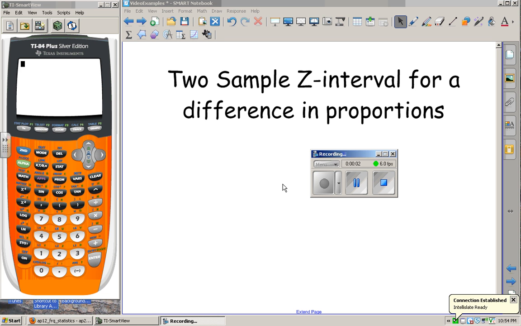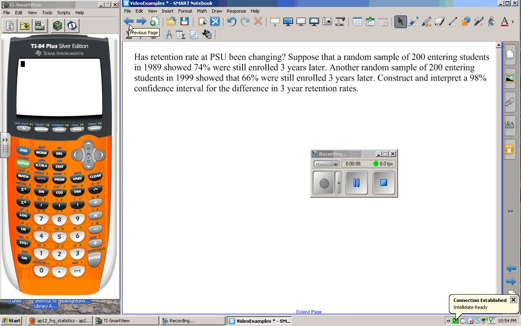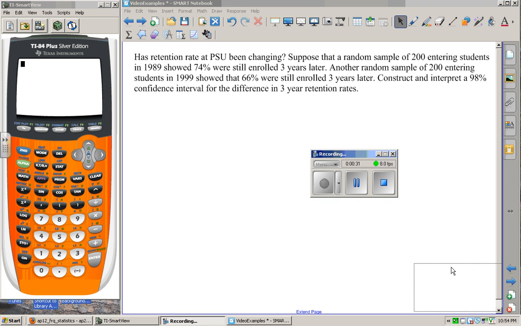Hello everyone, I'm going to take you through an example on how to do a two-sample z-interval for a difference in proportions. Has retention rate at Penn State University been changing? Suppose that a random sample of 200 entering students in 1989 showed 74% were still enrolled 3 years later. Another random sample of 200 entering students in 1999 showed that 66% were still enrolled 3 years later. Construct and interpret a 98% confidence interval for the difference in 3-year retention rates.